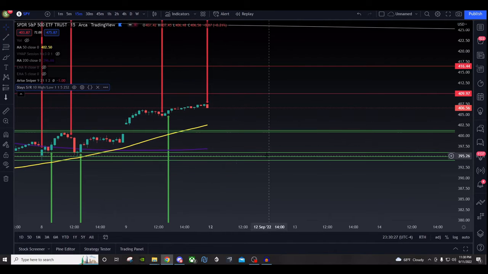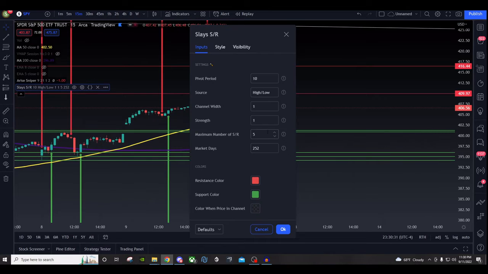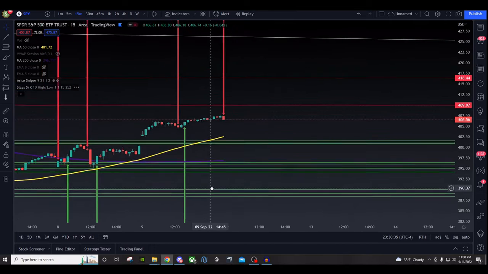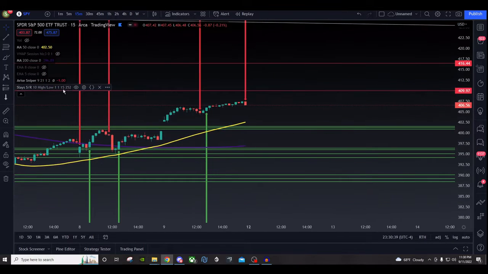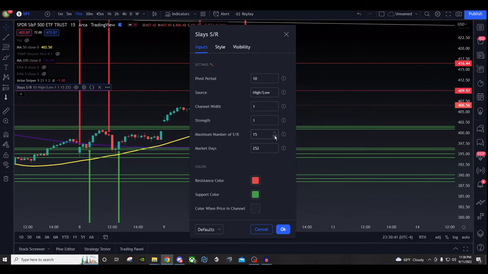What that does is, with the new SR that I made, it'll actually delete and add lines. So now let's put 15 just because. See, it'll add more lines to watch, more key level lines. Now what you could do is, I think between 10 and 8 is the best. So let's just go with 10.